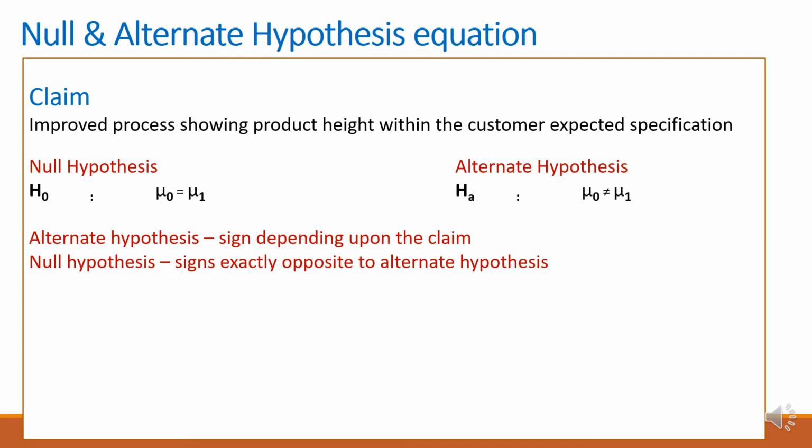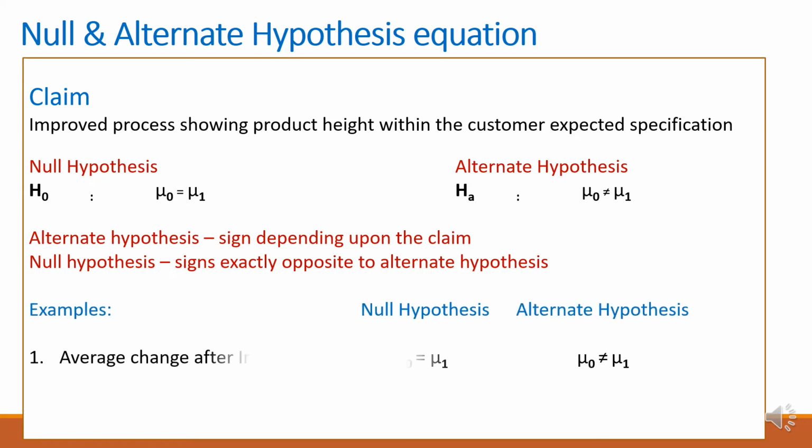I mentioned before there are three possibilities to write the equation, so we will see that now. The first one, average change after improvement. The same one we just discussed, product height. So here you can see null hypothesis mu0 equal to mu1 and alternate hypothesis mu0 not equal to mu1.